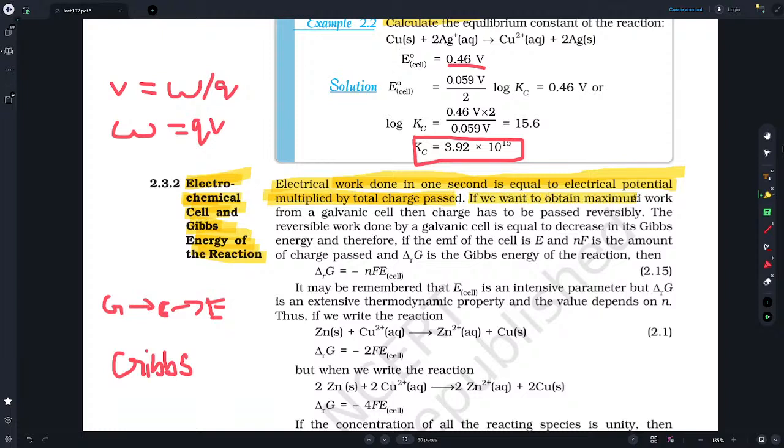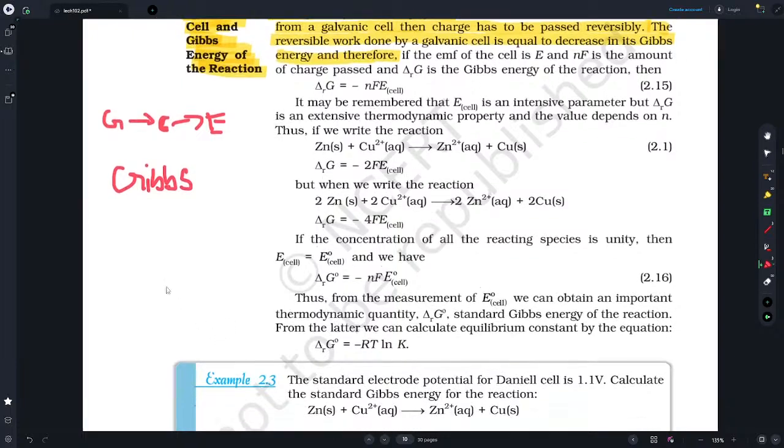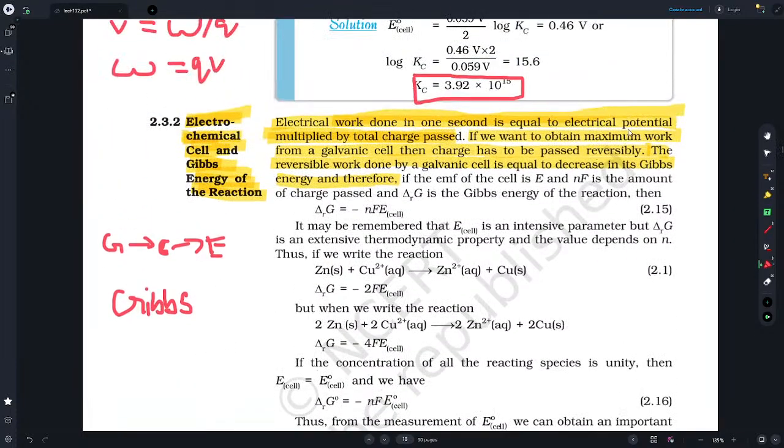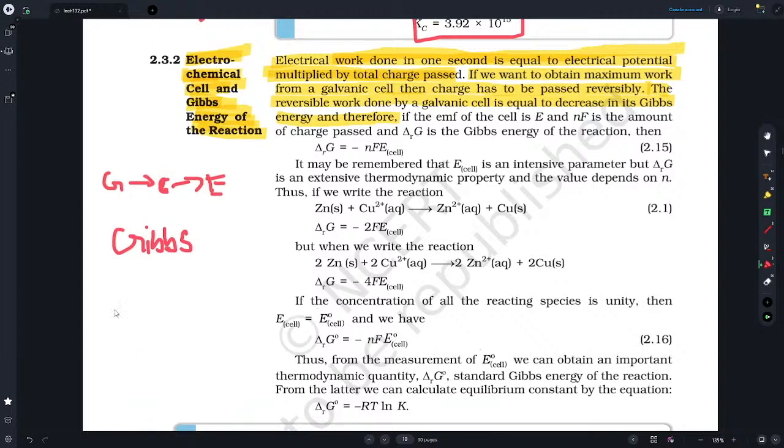If we want to obtain maximum work from a galvanic cell, then the charge has to be passed reversibly. The reversible work done by a galvanic cell is equal to the decrease in its Gibbs energy. Reversible means nothing but slowly. If we want maximum work done, we should not obtain it in a very fast way, but in a reversible and slow way. Reversible is another way of saying the reaction should happen in many steps, being very slow. You should continuously provide energy, attributing to the reduction in the Gibbs energy.